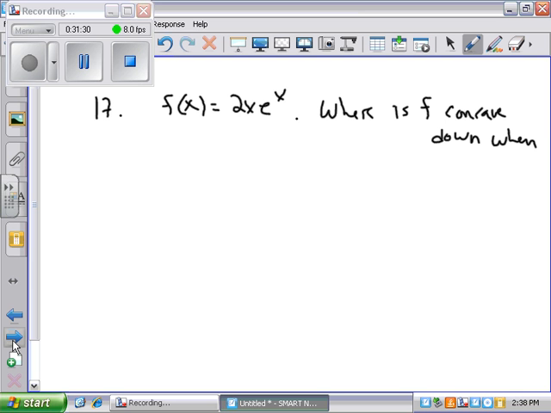Number 17. Want to know when this function's concave down? Translate that into calculus for me. What are they asking me? Second derivative. When is the second derivative negative? That's what that means. So we've got to get the second derivative, see where it can change signs, break it up, and see where it's negative. Okay, D.